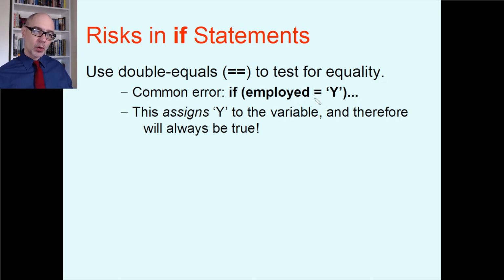Now, for what it's worth, capital Y in ASCII is really the number 89. So employed just became 89. The equality has the value 89, and in Boolean terms in C++, any non-zero value counts as true, and therefore this if statement will always automatically happen no matter what.